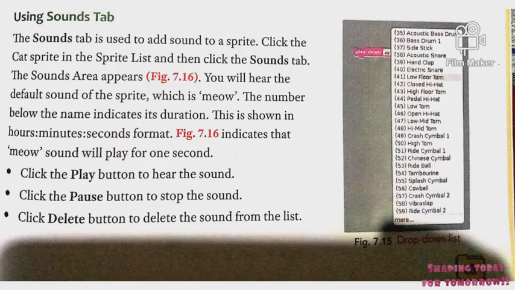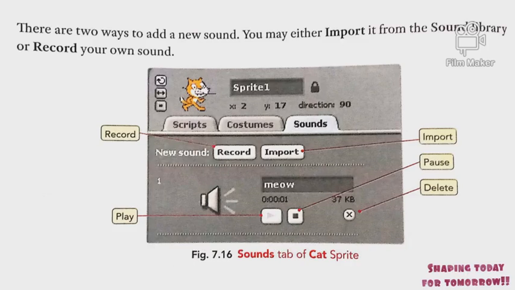Now the second point, click the pause button to stop the sound. So if you want to stop the sound, you have to click on the pause button. Now the third point, click the delete button to delete the sound from the list. So if you want to delete the sound, you have to click on the delete button to delete the sound from the list. There are two ways to add a new sound. You may either import it from the sound library or record your own sound.